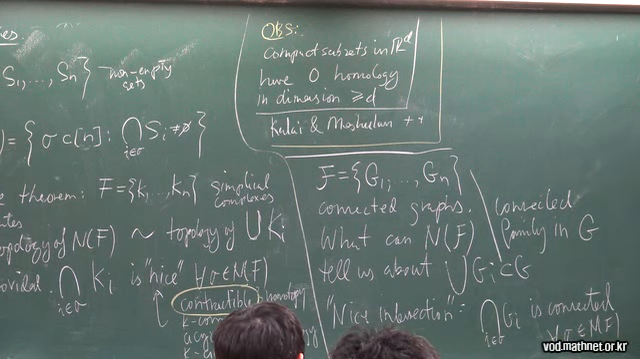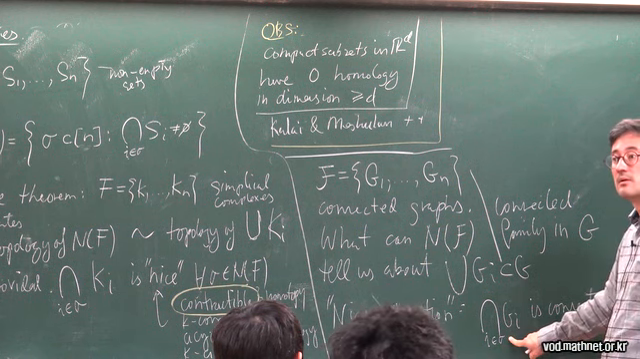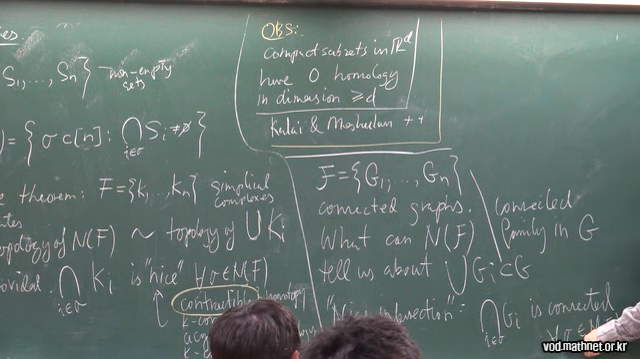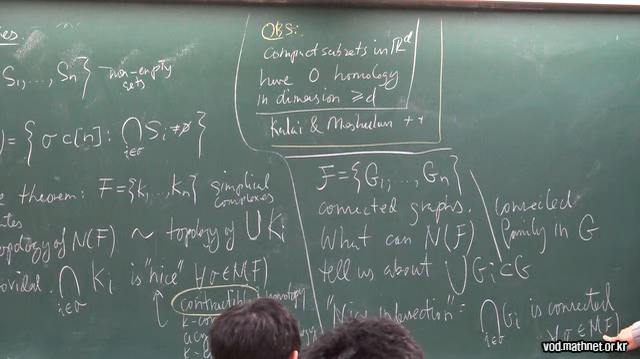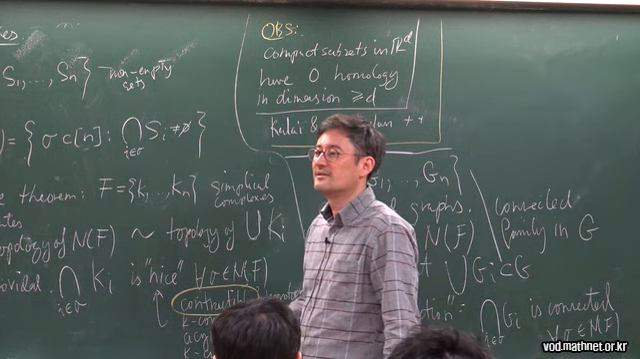You allow it to be empty? Yes. You mean the intersection? Yes, of course, because you only require it to be connected for sigmas in the nerve. If the intersection is empty, it's not a face in the nerve. Yeah. So still it's intersectional then. Yeah.